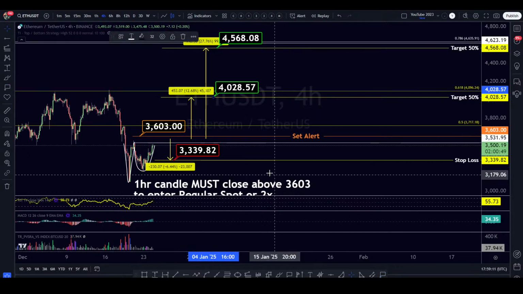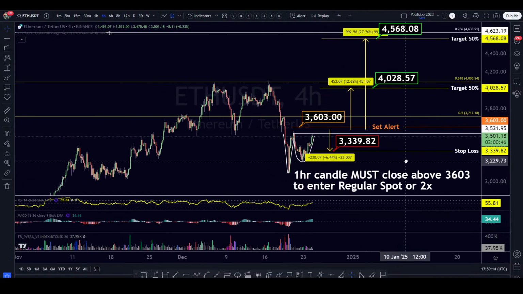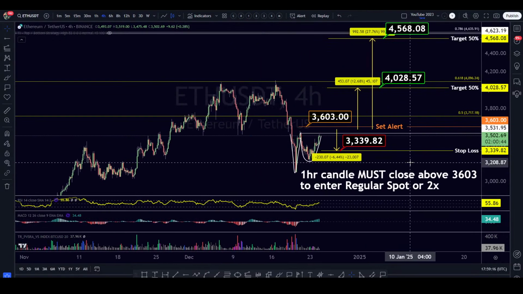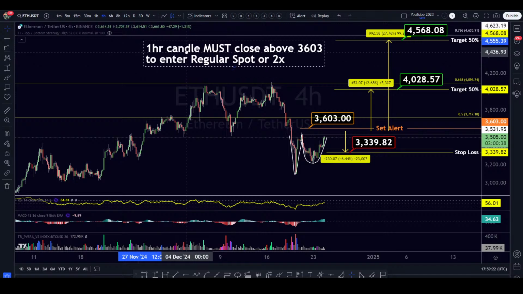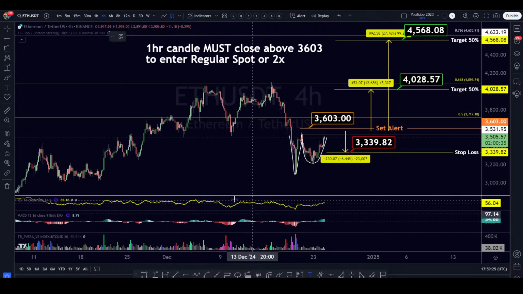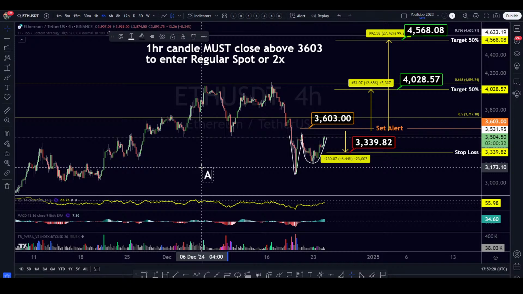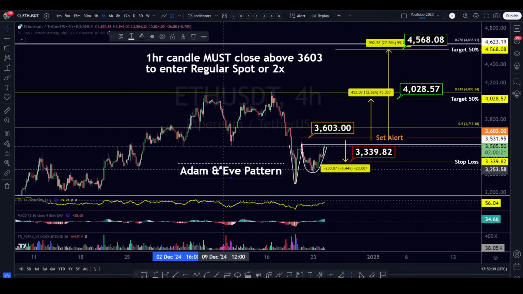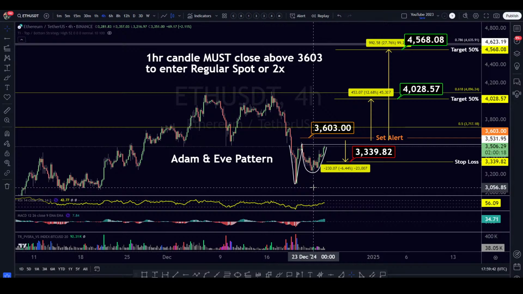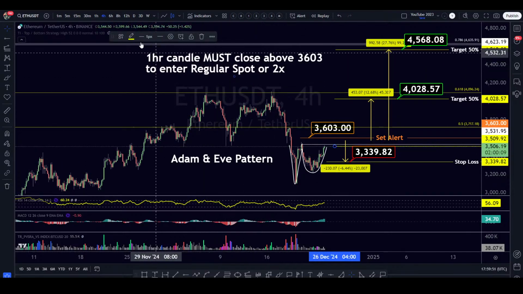Here we go. All right. So we have all this here, and we have this like this. So let's do this, and let's put this up here. And then let's just make it a little bit more. Let's do an Adam and Eve pattern. All the pattern lovers are going to love this. Adam and Eve pattern. And you know what? Just for the heck of it, let's go ahead and enter now.